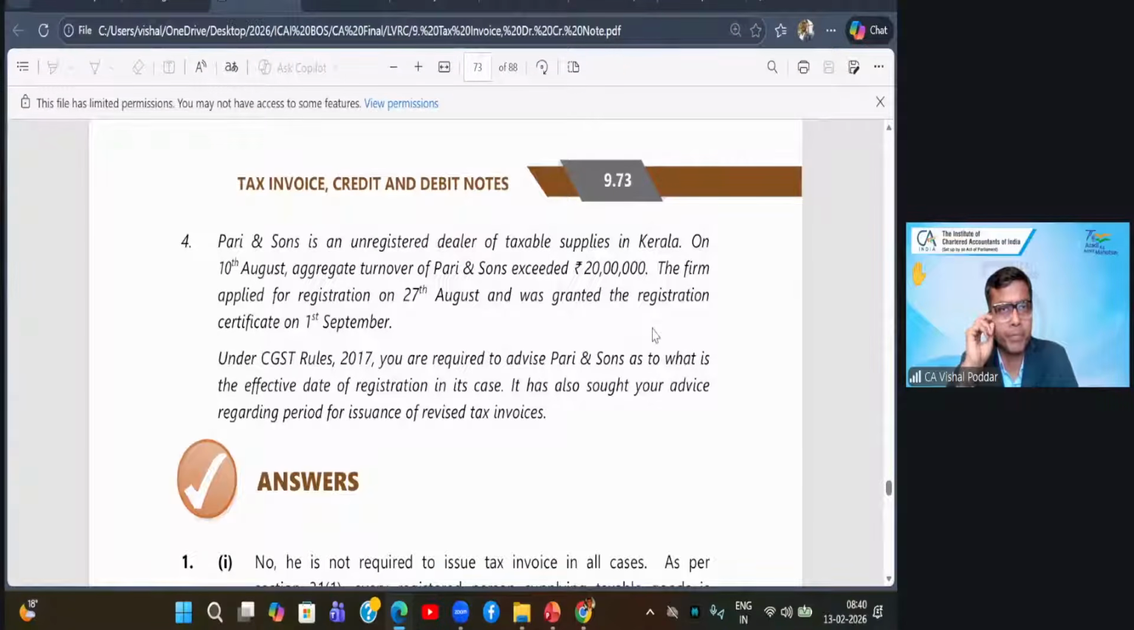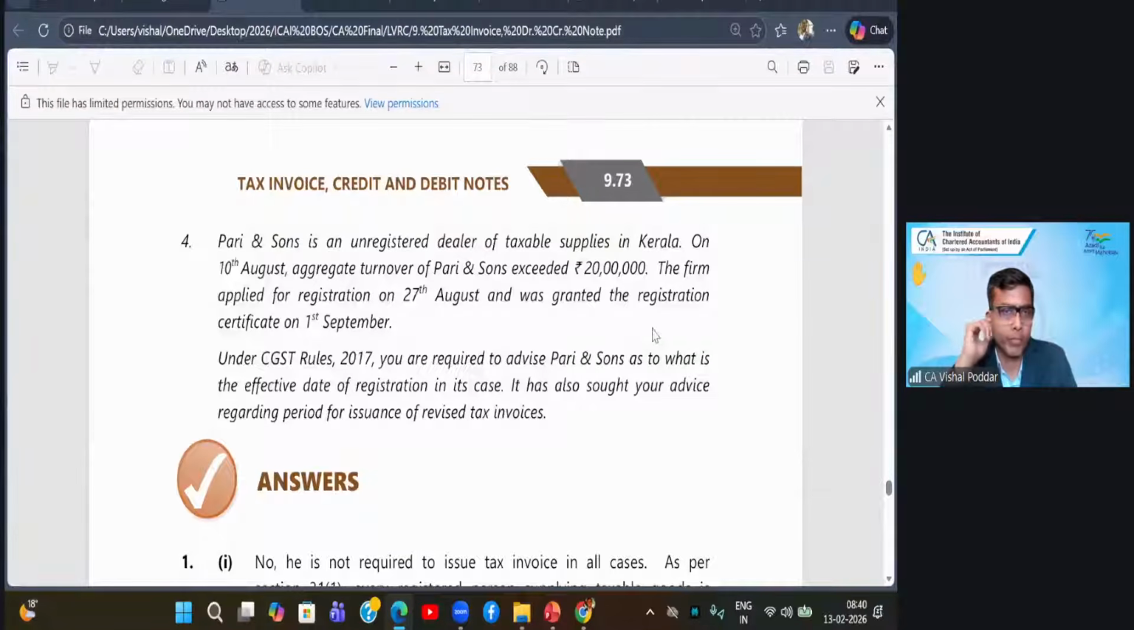Please read. Yes, Pari and Sons is an unregistered dealer of taxable supplies in Kerala. On 10th August, aggregate turnover of Pari and Sons exceeds 20 lakhs. The firm applied for registration on 27th August and was granted registration certificate on 1st September. Under CGST rules 2017, you are required to advise Pari and Sons as to what is the effective date of registration in its case. It has also sought your advice regarding period for issuance of revised tax invoice.